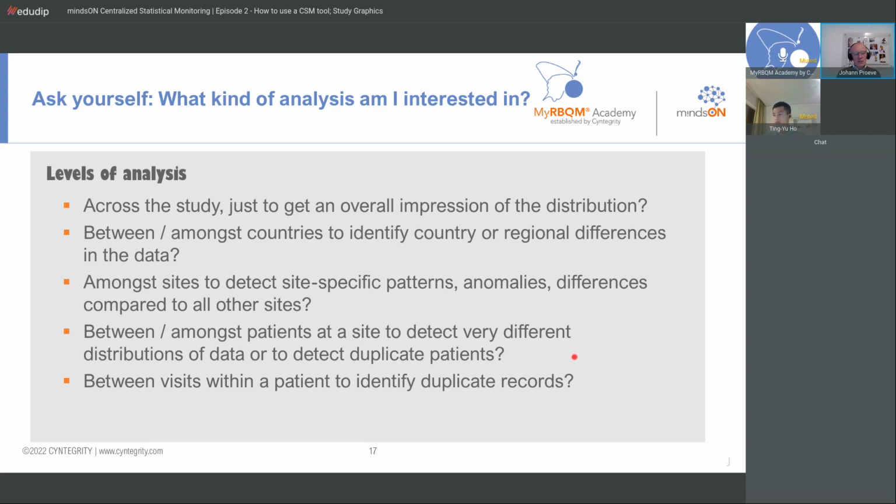And then again, between and amongst patients at a site to detect very different distributions. So that can also be helpful. And once in a while, rarely though, we also look at patients or within patients to identify duplicate records. That depends on what our customers are interested in, but we even have an example. We found that by chance in the data set that we used.